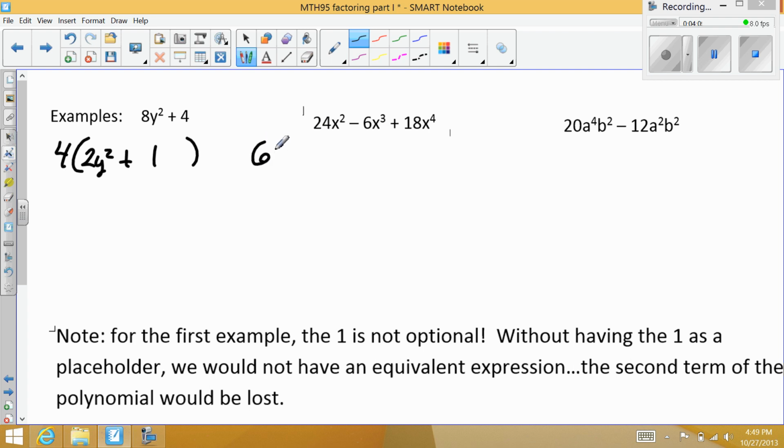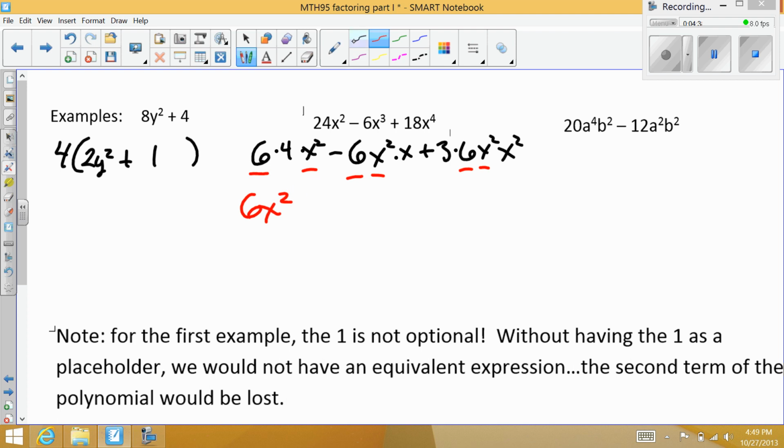24 would be 6 times 4 times x squared. Subtract, we've got 6. X cubed is x squared times x. Plus 18 is 3 times 6, and then x squared times x squared. And then you can see we have the 6 common to all three terms, and an x squared common to all three terms. So if we factor out the 6x squared, that leaves behind the 4, subtract x, plus 3x squared. And again, we can check our work by distributing back.